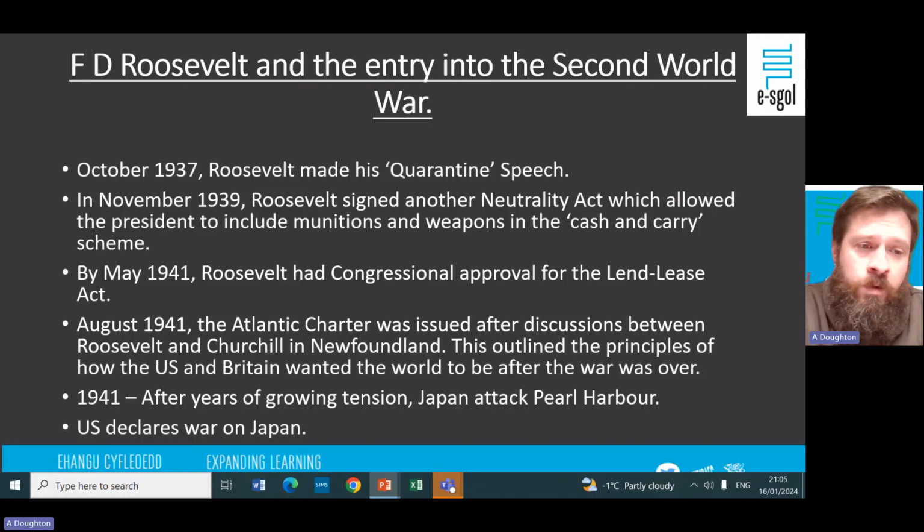Then in 1941, they actually then get involved directly with the Second World War after Japan attacked Pearl Harbor, a US naval base. So after the US declares war on Japan, Germany then declares war on the US. So they're now fully part of that war.